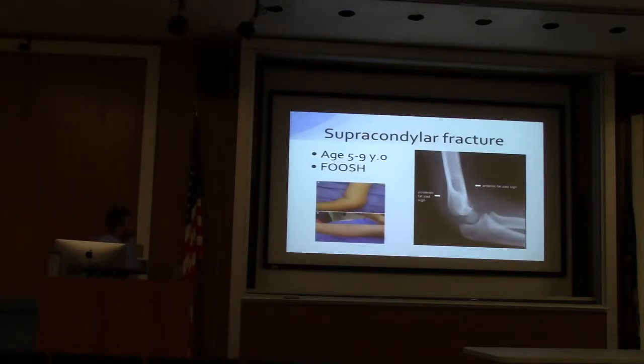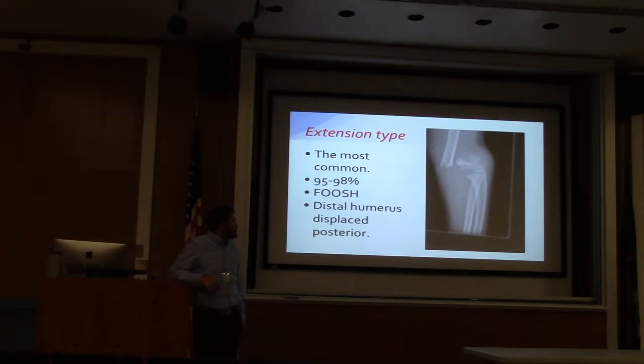So we'll speak about supracondylar fracture, which is one of the commonest injuries around the elbow. I think everybody has seen this fracture. It's usually at age 5 to 9, and a fall is usually the commonest cause. We speak about the anterior fat pad sign and the posterior fat pad sign. There are two types, the extension type and the flexion type. The extension is the commonest type.